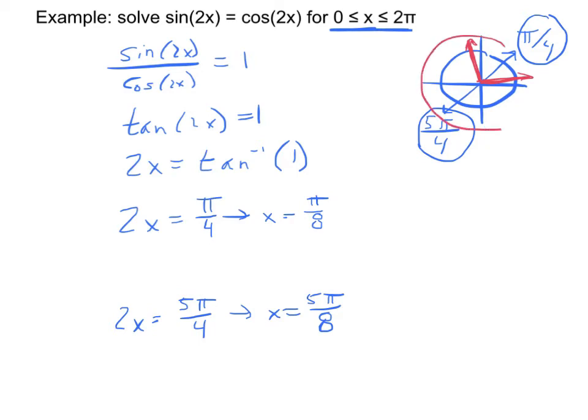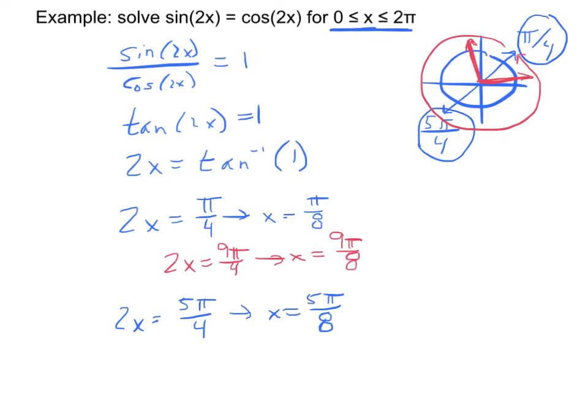Could I go all the way around to, let's see here, what would that be? That would be 9 pi over 4. And say, oh, 2x could also have been 9 pi over 4. When I do that one, I get x equals 9 pi over 8.